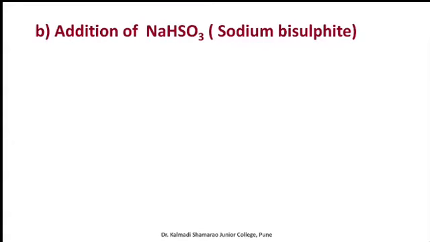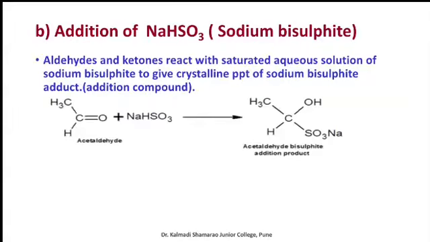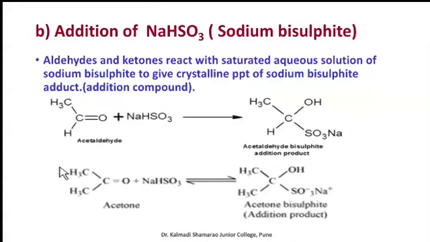The next nucleophilic reaction we are going to discuss is addition of sodium bisulfite. Aldehydes and ketones, when treated with saturated aqueous solution of sodium bisulfite, give a crystalline precipitate of sodium bisulfite adduct. For example, CH3C=OH plus NaHSO3 gives acetaldehyde bisulfite. Similarly, CH3C=OCH3 plus NaHSO3 gives acetone bisulfite.